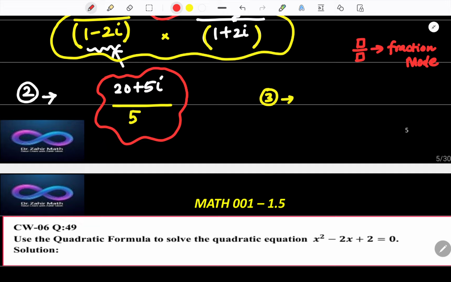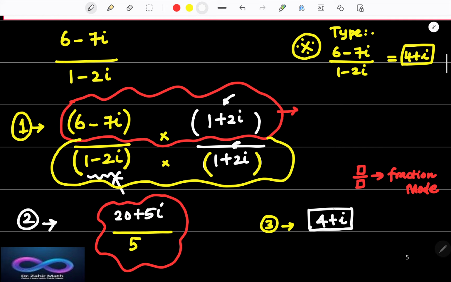Type 20 plus 5i over 5. If you press this one, you will get the answer 4 plus i. What is the answer you will get? 4 plus i. So like this, you have to do 3 steps to get the answer. Look here, the same answer as before.